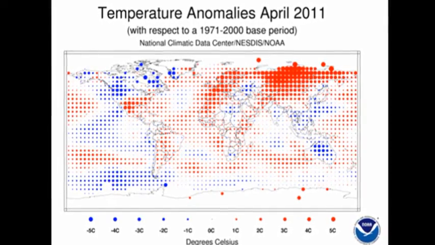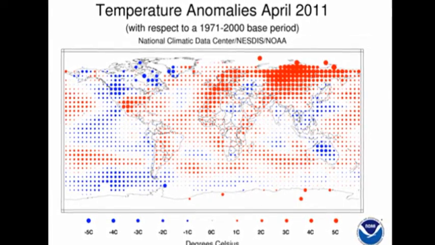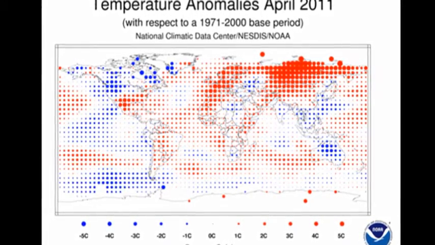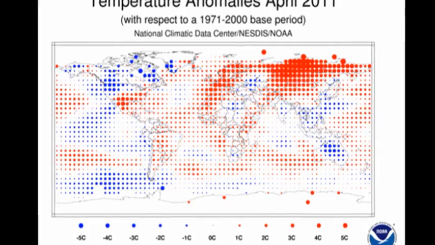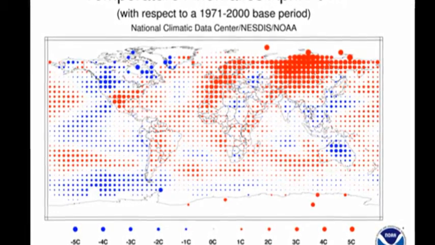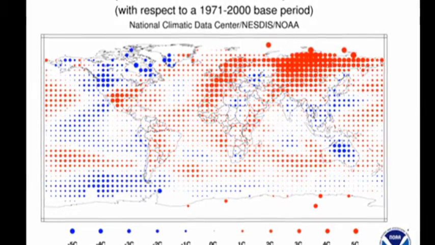The second thing is the dates over which the average is calculated, 1971 to 2000. That range contains about 30 years of global warming already. So, if we were to say calculate the same graph with respect to a 20th century average, the red dots would all be much larger and there'd be fewer and smaller blue dots.